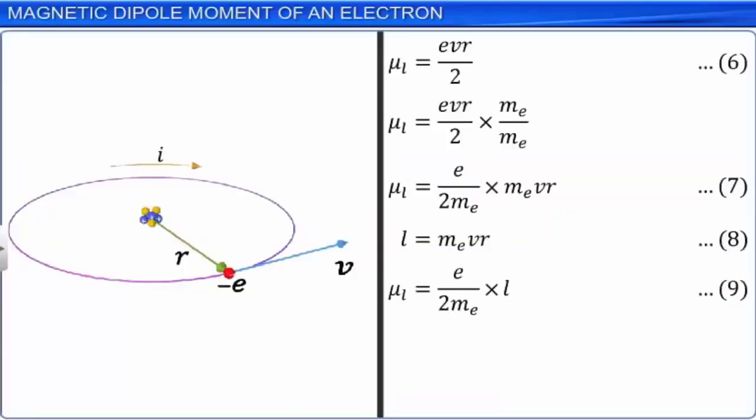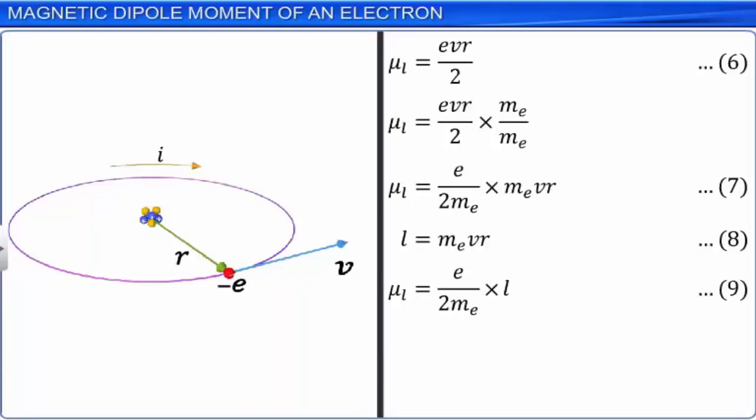In general, the magnetic moment associated with any charged particle having charge q, mass m, and moving in uniform circular motion is called orbital magnetic moment. It is given by the expression mu L is equal to q by 2m into L, where L is the angular momentum of the charged particle.